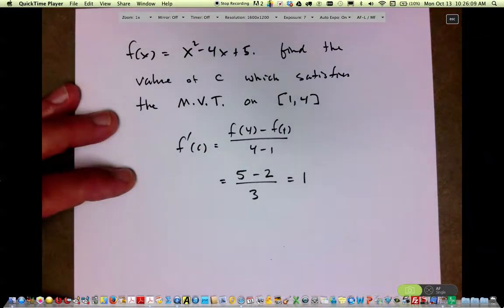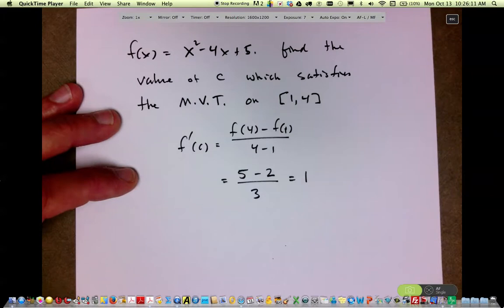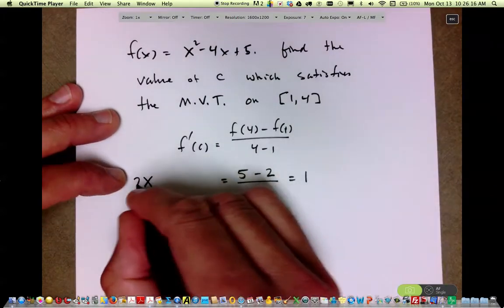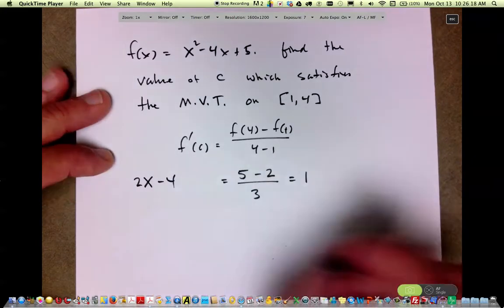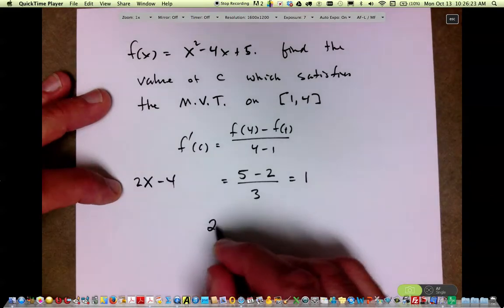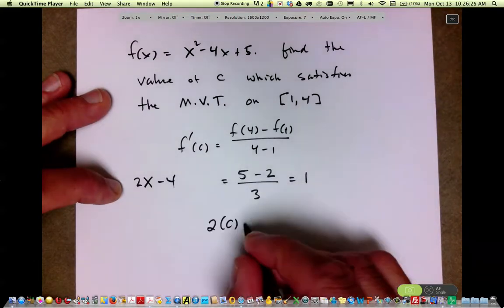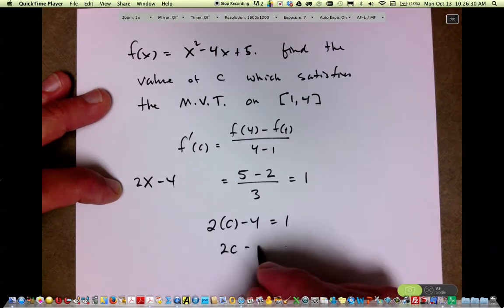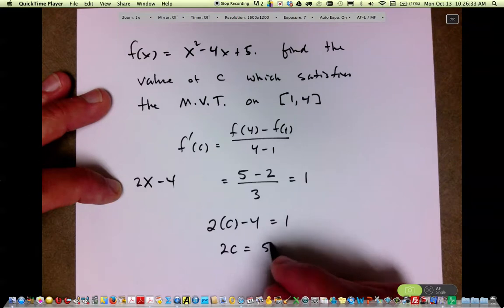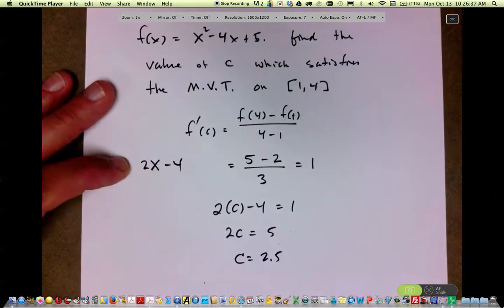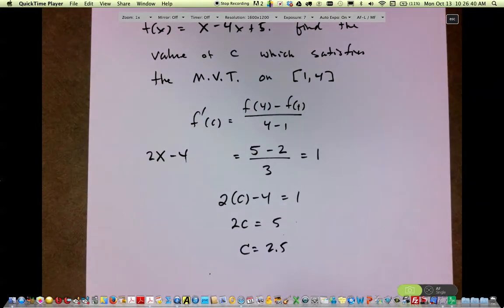All right, now on the other side of the equation, we have the derivative. So the derivative is 2x minus 4. Now I want to know for what value of c this is going to be true, so all I'm going to do is say, well, 2 times whatever c happens to be, minus 4, has to be equal to 1. So 2c is going to be equal to 5, c is going to be equal to 2.5. Okay, so 2.5 is the value that makes the conclusion of the mean value theorem true.